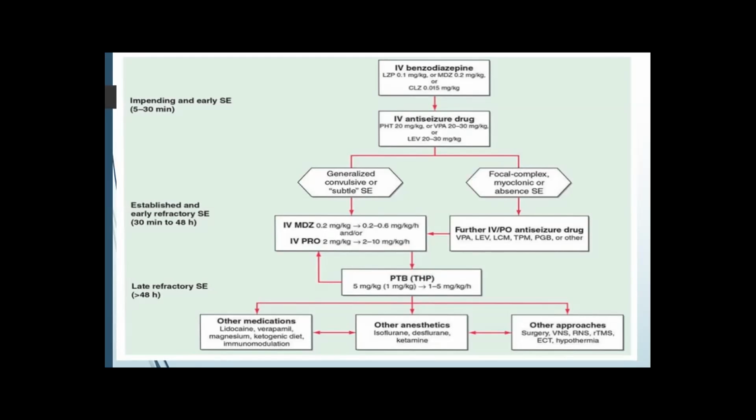If the seizure lasts for around 30 minutes to 48 hours, it is established as early refractory status epilepticus. The next drugs are phenobarbital or thiopental, which are given 5 mg per kg and 1 mg per kg respectively, with a maintenance dose of 1 to 5 mg per kg per hour. A seizure that lasts for more than 48 hours would be called late refractory status epilepticus. Other medications that could be given are lidocaine, verapamil, magnesium, ketogenic diet, and immunomodulation. Other anesthetics that could be given are isoflurane, desflurane, and ketamine. Other approaches include surgery, VNS, RNS, rTMS, ECT, and hypothermia.